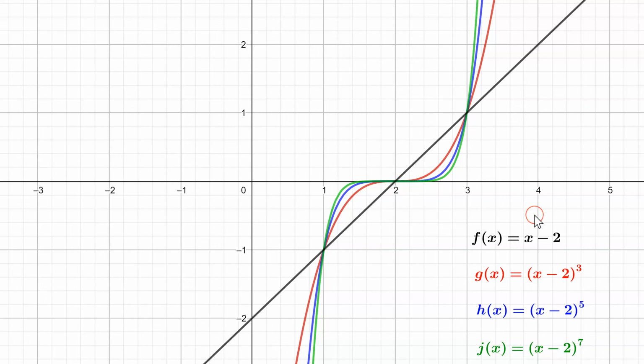So looking at my functions here, don't forget in f of x, my x minus 2 is raised to the 1st power. So in all these examples, I'm raising my factor to an odd number, 1, 3, 5, and 7. And in each case, the graph crossed the x-axis at the 0.